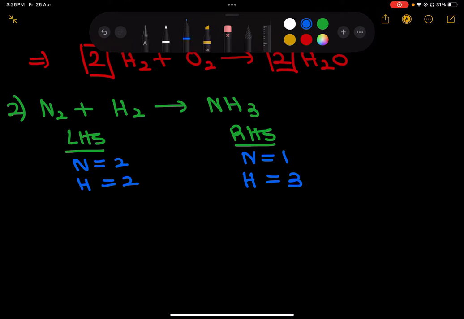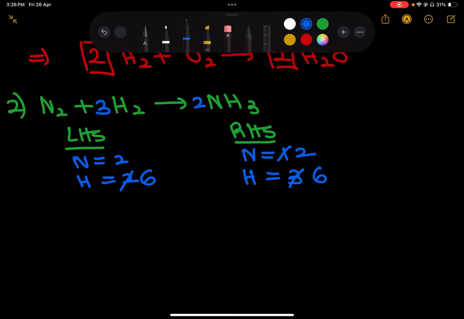So when balancing, you have to first balance all the other elements except hydrogen and oxygen and then balance hydrogen and oxygen. It's a very important rule of balancing. Okay, so here we'll balance nitrogen first. So here there are 2, RHS only 1, so we have to put a 2 here. So this will become 2, but hydrogens will become 6, 2 3s are 6, right? Now we have to balance hydrogen, so we have to put a 3 here. So 3 2s are, we get 6. So N2, N2, H6, H6. So we got the same number. So finally the equation will be N2 plus 3H2 gives 2NH3.